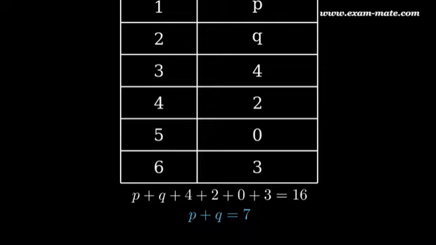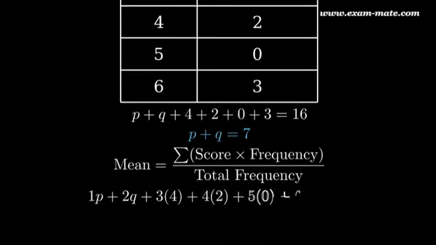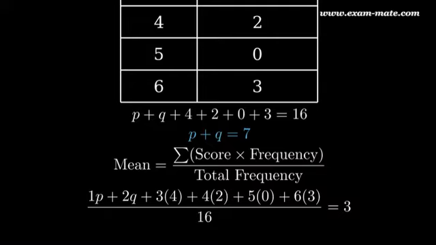Next, since we know the mean is 3, we can use the formula for mean: the sum of each score times its frequency, divided by the total frequency. This gives us 1 times p plus 2 times q plus 3 times 4 plus 4 times 2 plus 5 times 0 plus 6 times 3, all divided by 16, equals 3.